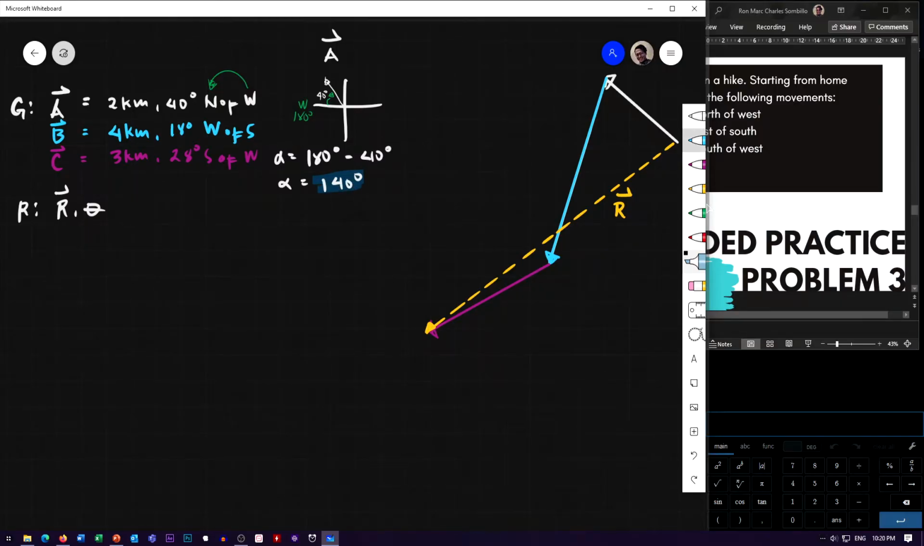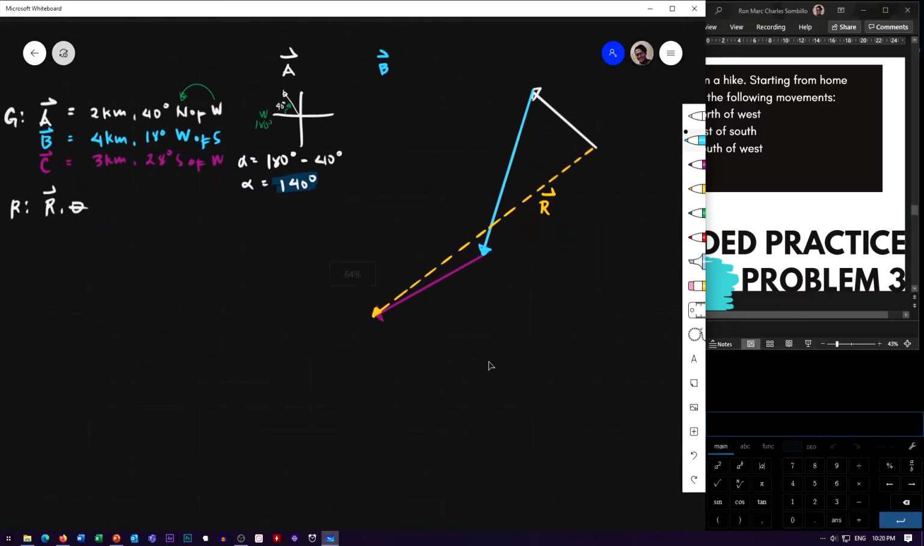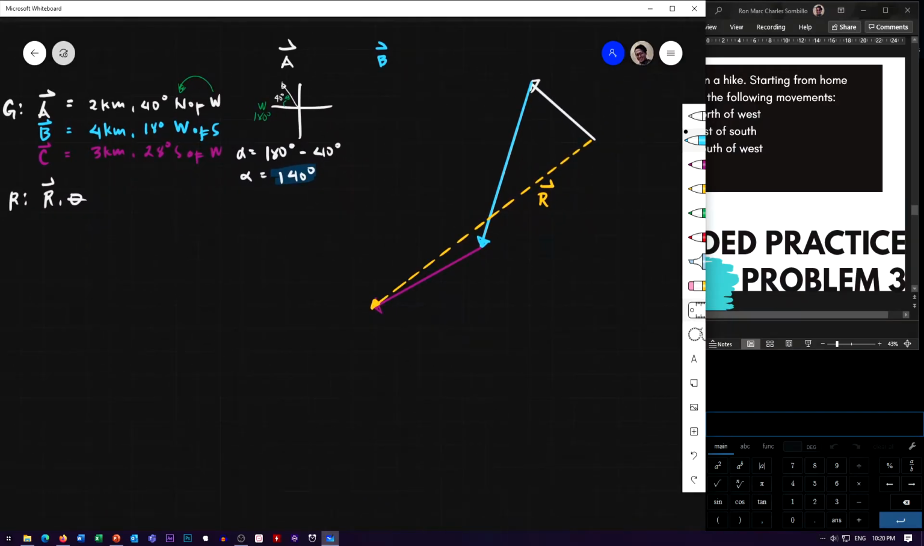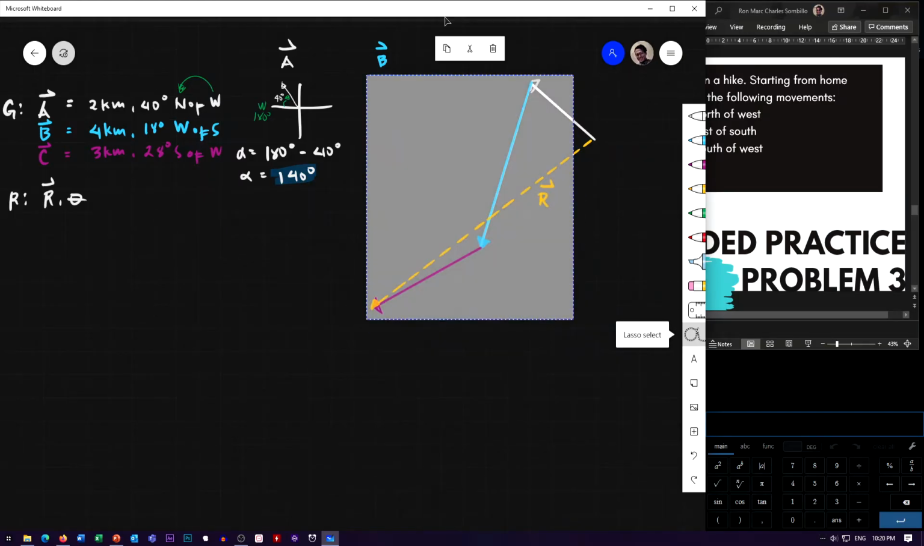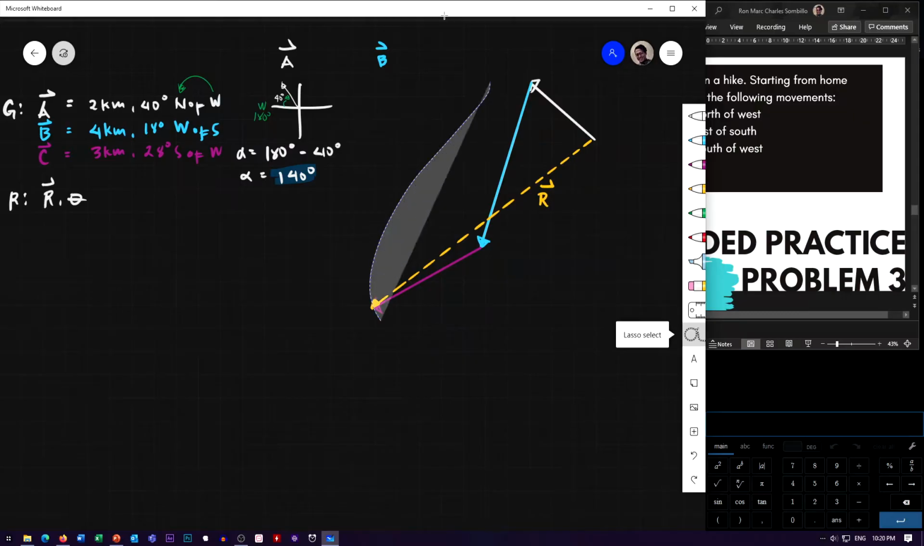So this is our first vector. Let's go for the second vector, vector B. I hope we can fit all of this in this space. Well, if we can't, we're just gonna move the diagram. Actually, let's do that now. Let's try to move this.